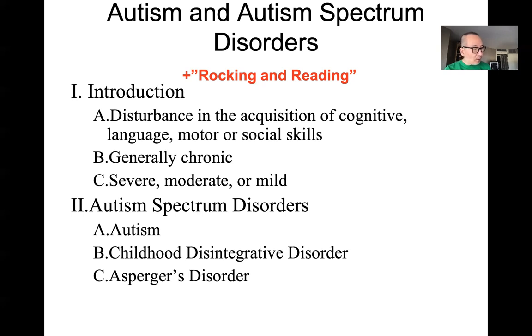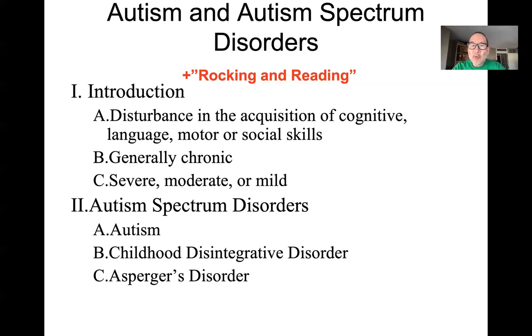She had an unusual ability to memorize and became fascinated with reading, even though she appeared not to comprehend anything she read. She exhibited a variety of stereotyped behaviors, including both body rocking and head banging, requiring a great deal of attention from the staff. Okay, so that was the case of Rocking and Reading. Very good case illustrating a lot of the classic symptoms associated with autism spectrum disorder.